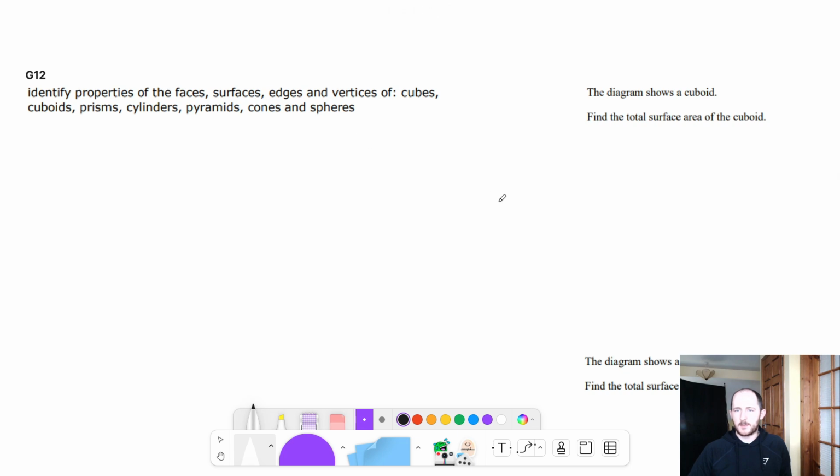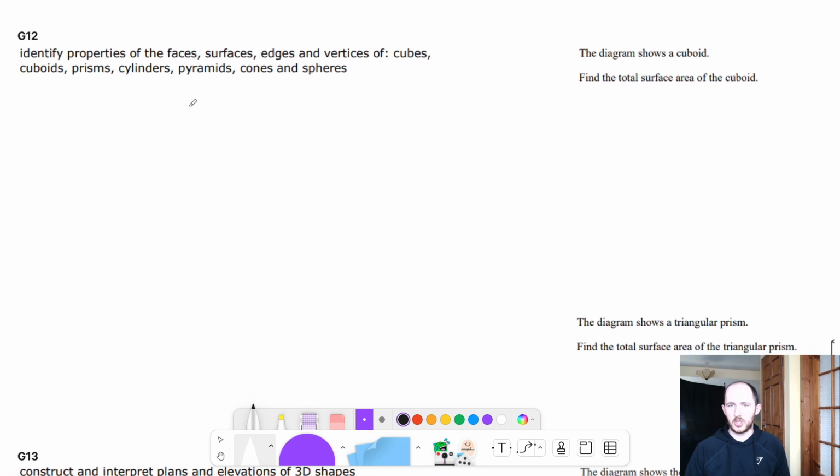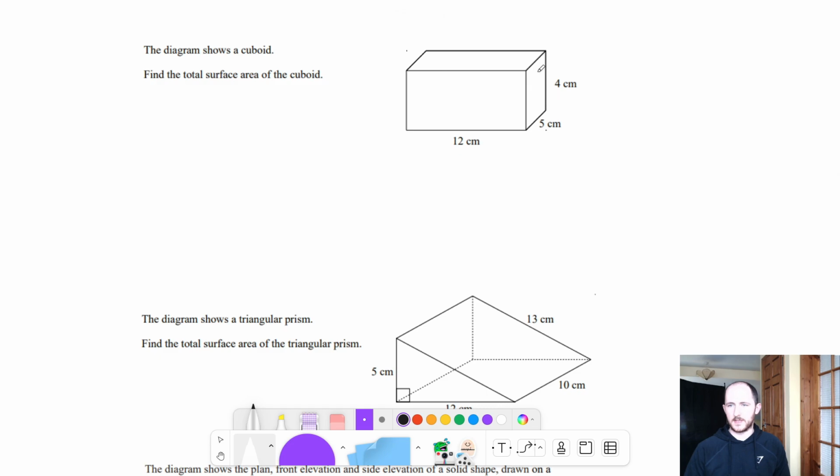You also need to identify properties of the faces, surfaces, edges, and vertices of cubes, cuboids, and prisms, and various different shapes, so cubes, prisms, and cylinders, etc. With a prism, whether it's a cuboid or a triangular prism or a cylinder, all you need to know is that the opposite faces are the same, and then you have 4 identical faces here. So you just need to be able to look at a shape and determine how many different faces it has.